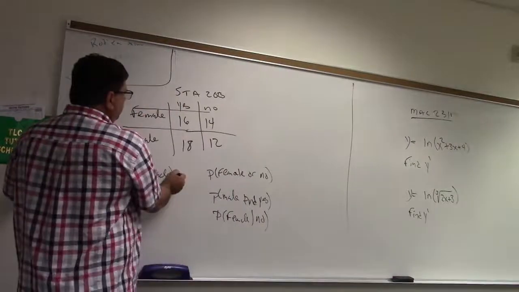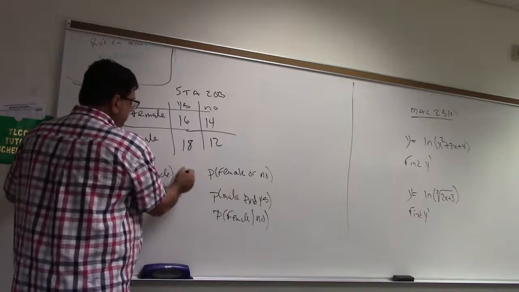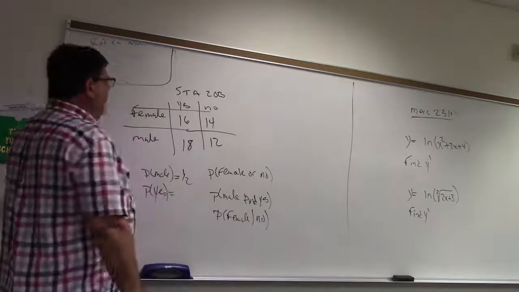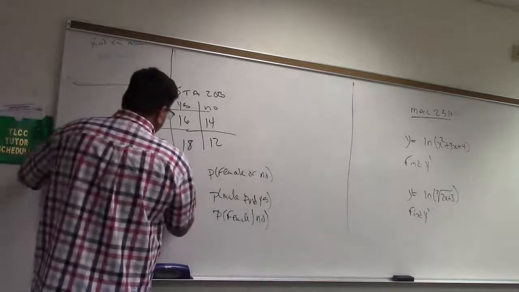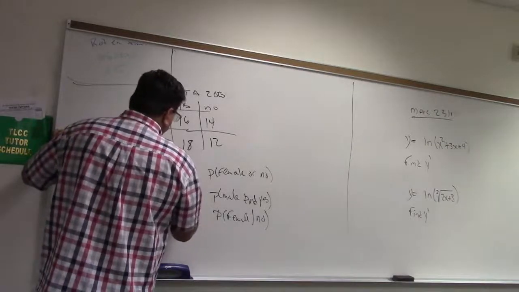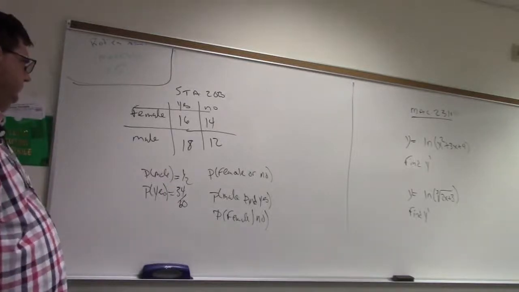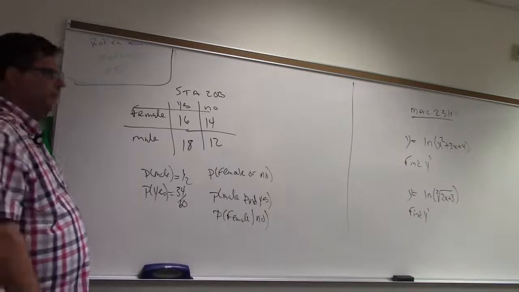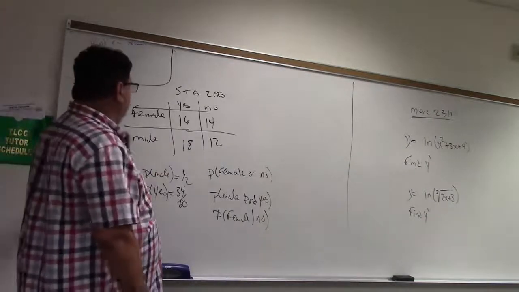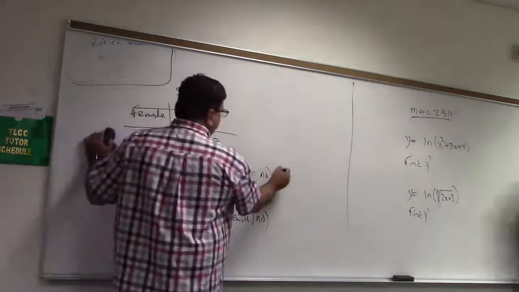Probability of male, what is it? 1/2, right? 30 out of 60? Probability of yes? 34 out of 60. You can reduce that down to 17 over 30 if you're interested. Do we have to reduce on the test? You should, but I don't care. All right. Female or no? 42 out of 60.